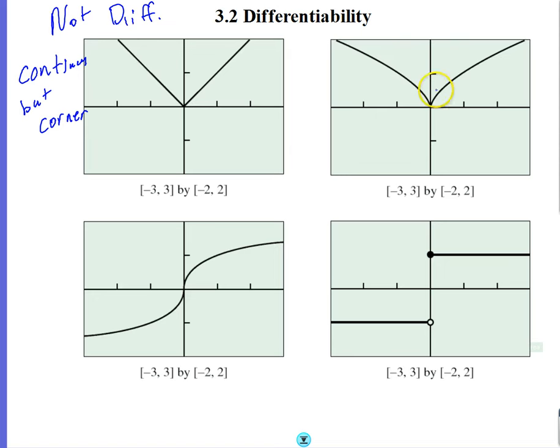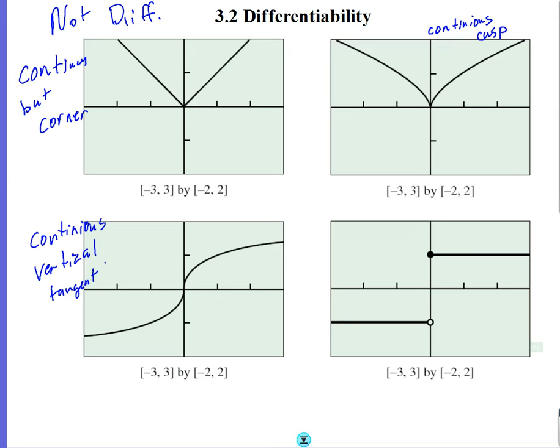This one over here also looks like a corner, but it's something special because it's not as drastic a change. It forms a nice little cup-like thing. So again, this is continuous, but it has a cusp. So again, this is not differentiable. And again, the cube root of x is continuous. We don't have a problem with that. But it has a vertical tangent. When it has a vertical tangent, my slope is undefined, so it's not differentiable.